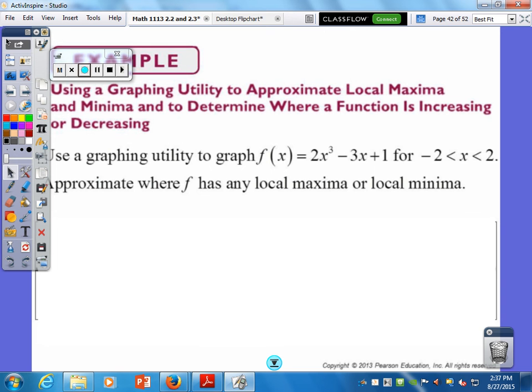All right, so use a graphing utility, and it tells us to graph between the x values of -2 to 2, and let's approximate where there is a local max or a local min. Now, with it telling you between -2 and 2, that helps you to define your window values, right?